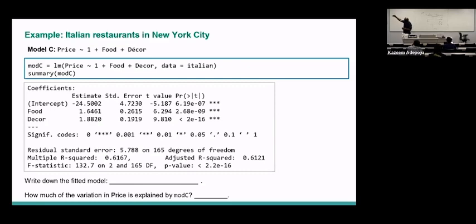Don't forget the model has food rating and decoration rating. And of course, out of 100% variation in price, that actually explains 61.67%. Now, how do we write the fitted model?